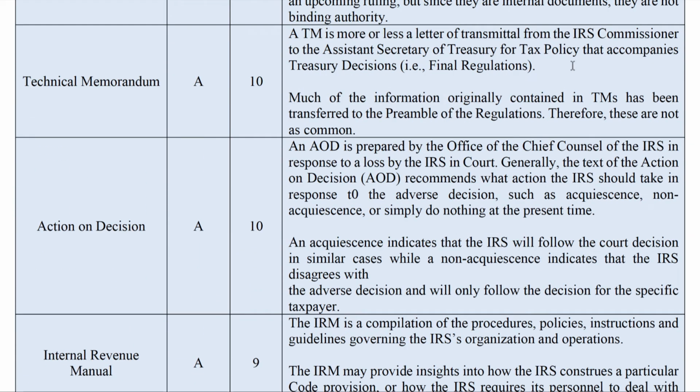A technical memorandum is more or less a letter of transmittal from the IRS Commissioner to the Assistant Secretary of Treasury for tax policy that accompanies Treasury decisions and final regulations. So this is much more of the informal process when it comes to the more formal items itself. It's like a letter that goes along with it, and these actually are not as common anymore because now they just become the preamble to the regulations themselves. If you look at old regulations versus newer regulations, for example, at the time of this video, some of the newer regulations coming out deal with Section 199A, the qualified business income deduction. If you look at the preamble, which is real long, that's basically what the technical memorandum used to be. The preamble to the regulations goes through the whole formal process, but the technical memorandum no longer does that.